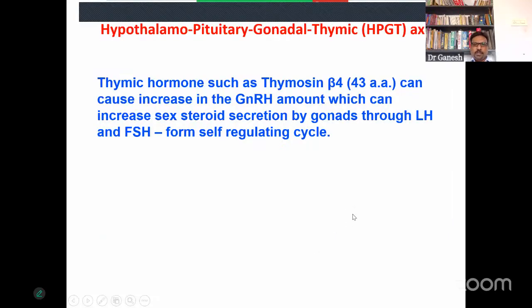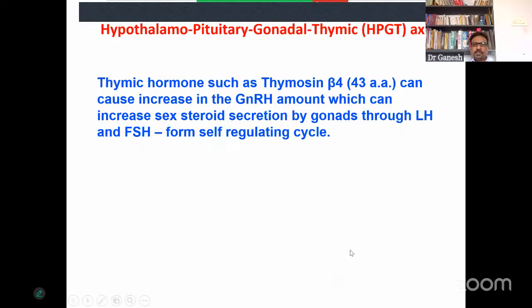So there appears to be some connection with other organs also. So we do consider this as the axis, like a hypothalamo-pituitary-gonadal-thymic axis, which establishes the connection between the hypothalamo-pituitary-gonadal axis and the thymus. The HPG axis classically is known as the axis which controls reproduction. And now that is connected with the thymic axis here, or the thymus gland.